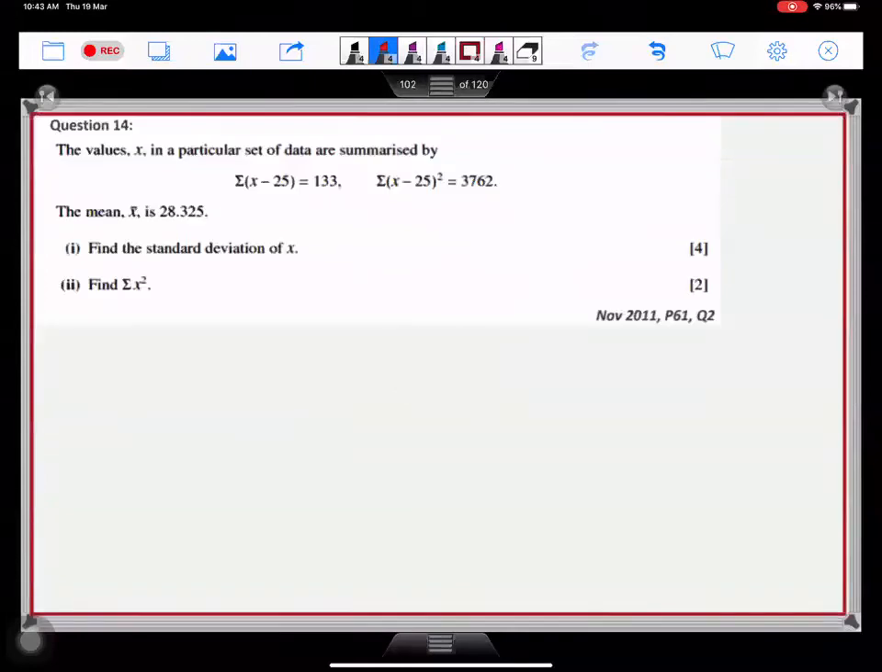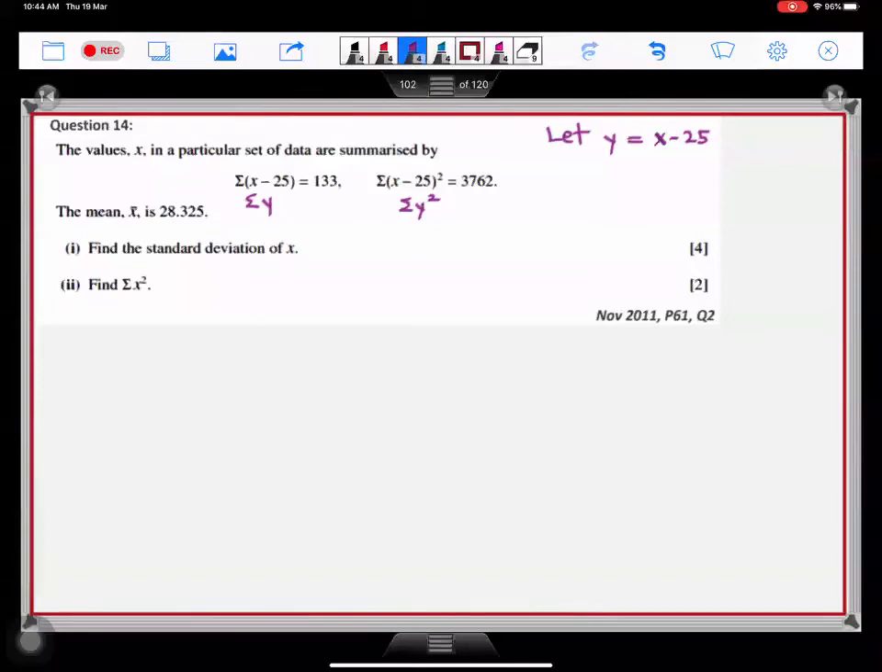This question we'll just read. I think it is more or less of the same caliber. The values of x in a particular set of data are summarized. Let me first write the substitution. That's the first thing you should do. Let y equal x minus 25. Therefore, this is sigma y, this is sigma y square. Mean is this much. Find the standard deviation of x.